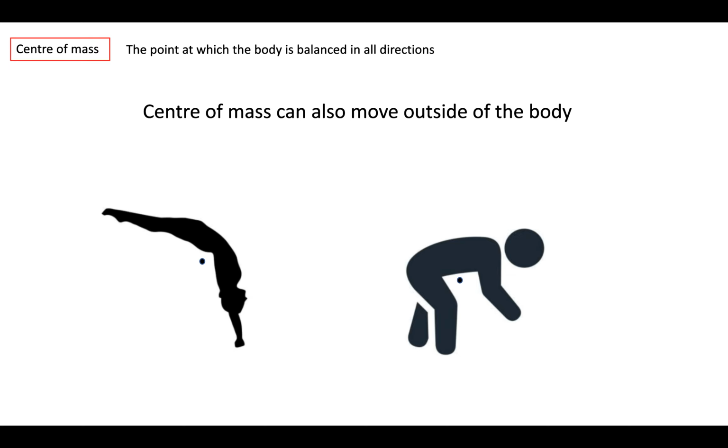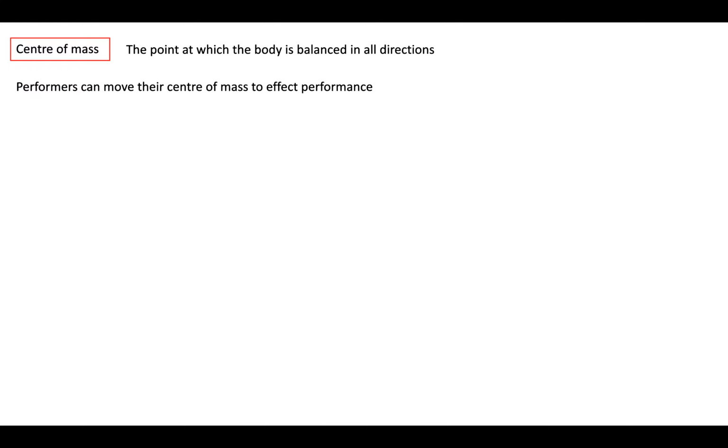So that's pretty much centre of mass, the point at which the body is balanced in all directions. Anatomical position, navel; arms go up in the air, or legs go up in the air, or knees go up in the air, the centre of mass will raise. If we go lower, the centre of mass will go down. But it can actually also move outside of the body if we're moving, for example, and this can really help with sporting performance. So what we're going to look at here is how centre of mass being outside the body can impact on performance positively.